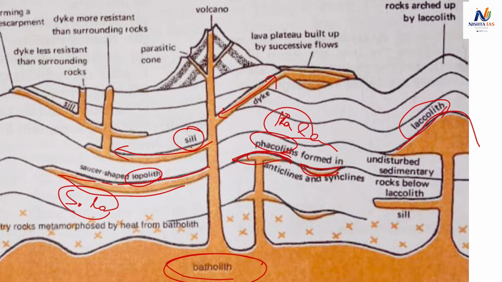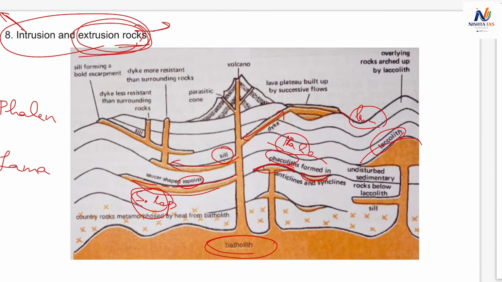And then we have laccolith, that is the mushroom shaped rock. Friends, remember "lama", that is laccolith for mushroom. So if you remember lama, laccolith for mushroom, and fallen, phacolith for lens, and solo, saucer for lopolith. If you get confused, you can also add "solopo". Hence, by making such mnemonics, it is very easy to understand.